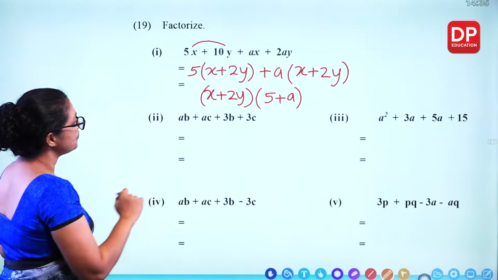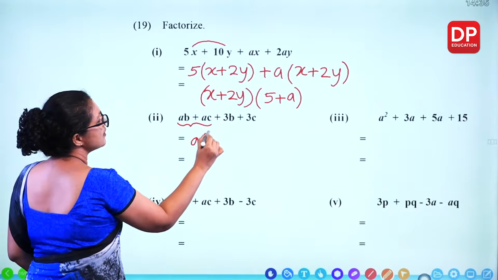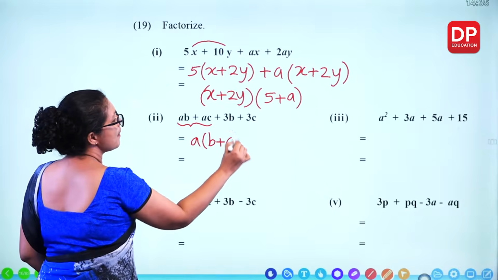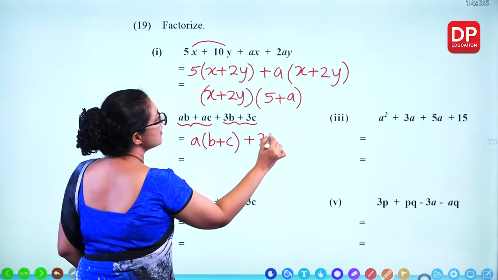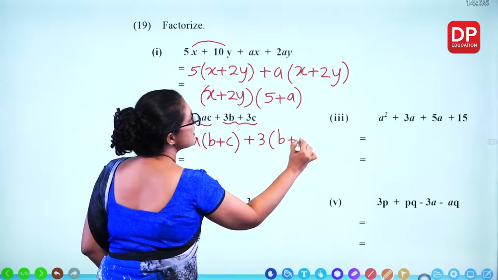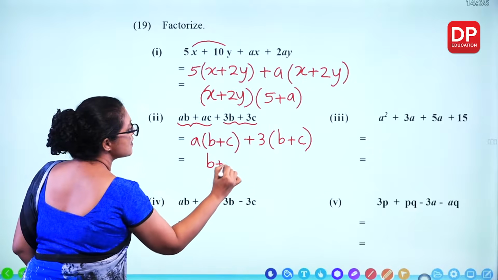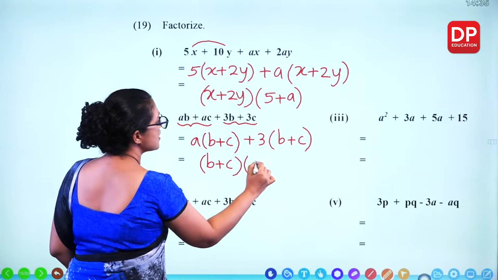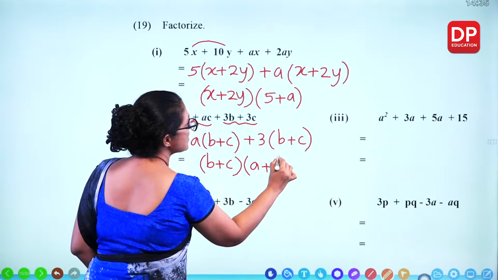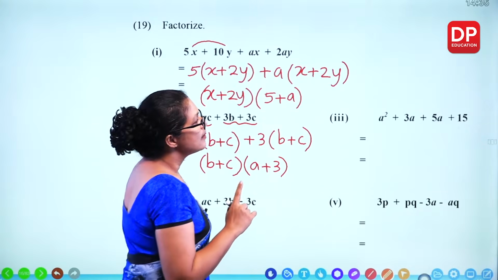This one. When you take these 2, a is common. What's the remaining part? B plus c. These 2, plus 3 is common. Then b plus c. So b plus c is common. Take it out. What's the remaining part? A plus 3.